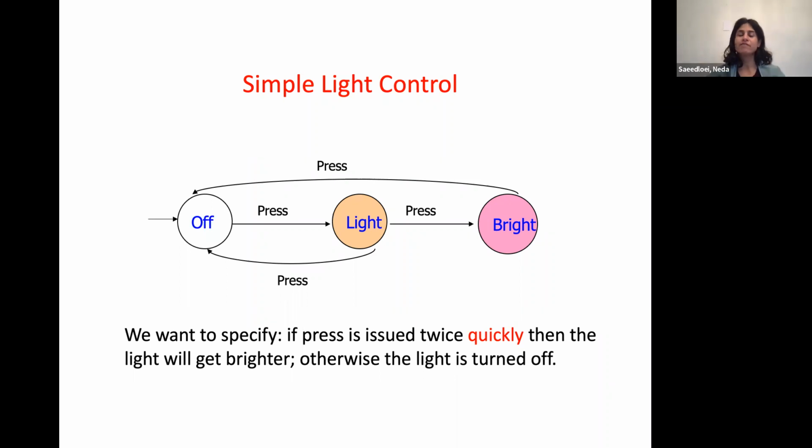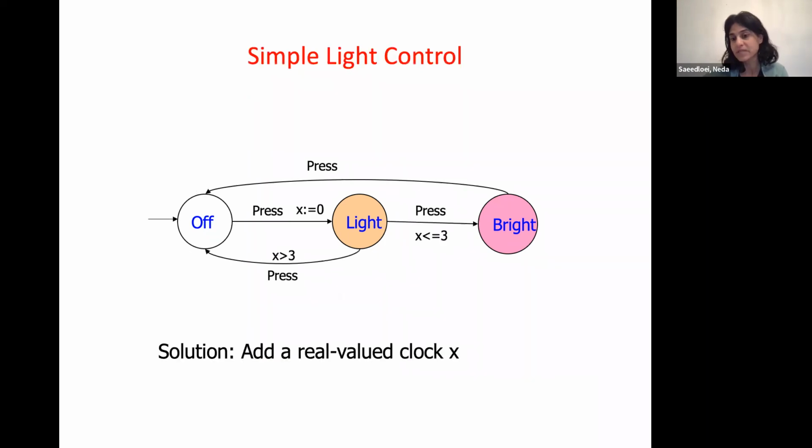So once more, when we press the switch once, we want it to be light. And if we press it quickly after that, we want it to become bright. Otherwise, if it takes more time before the next press, we want it to be off. The challenge is how to specify quickly. And as you see, finite state machines would not enable us to specify such a thing. The solution for this is adding real valued variables, which are called clocks.